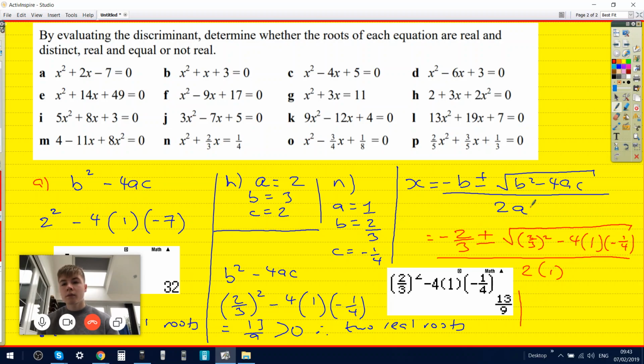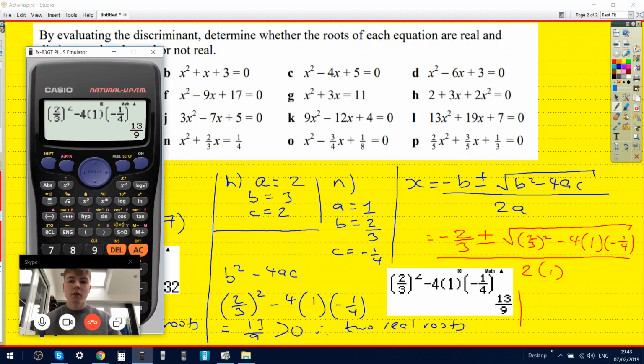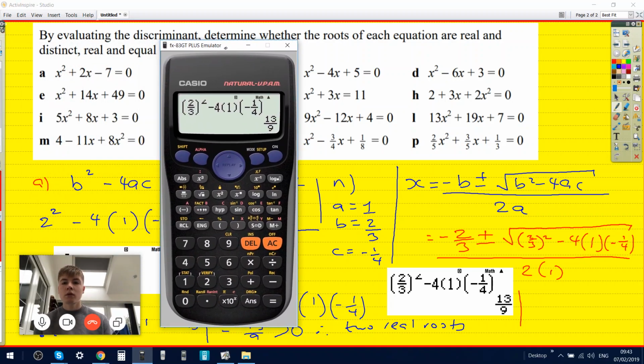How do you put in the plus or minus? You have to type it in twice. One with a plus and one with a minus. Yes. So do you want to try typing that in? See if you do. Yeah, I can do.